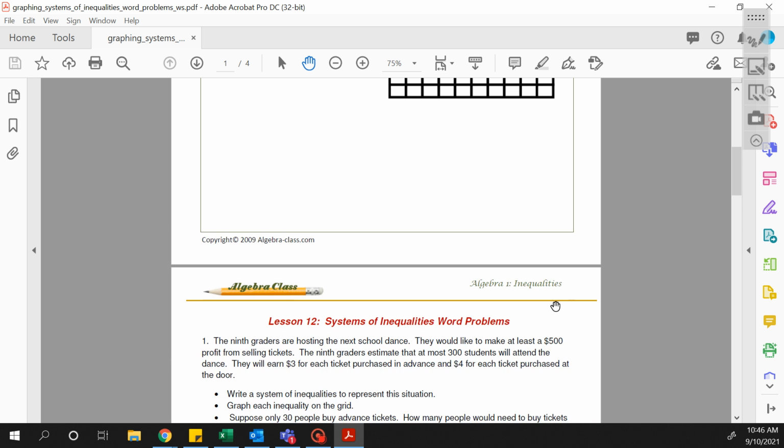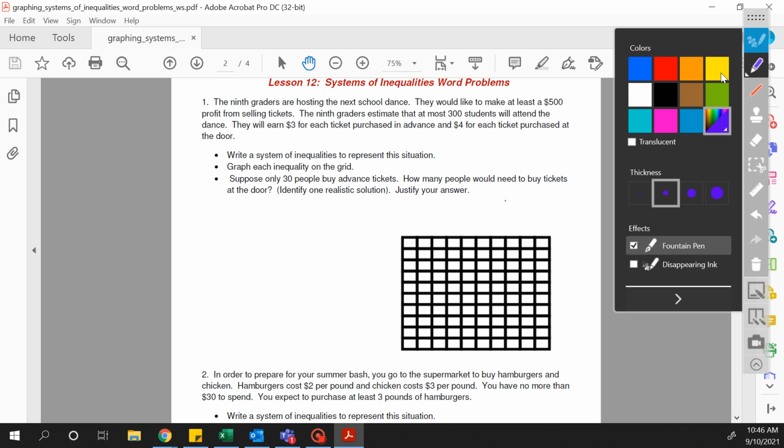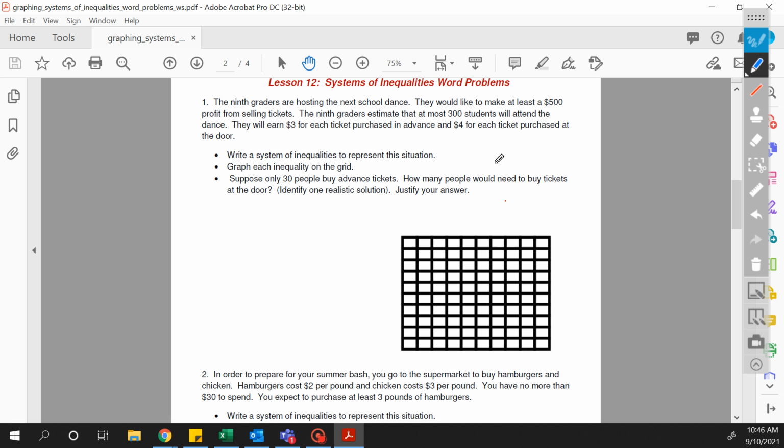Let's look at another example here. The ninth graders are hosting the next school dance. They would like to make at least $500 profit from selling tickets. The ninth graders estimate at most 300 students will attend the dance. $3 for each ticket purchased in advance, $4 at the door. Write a system of inequalities.